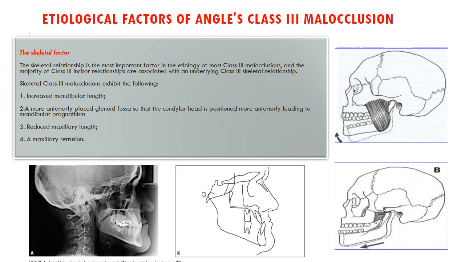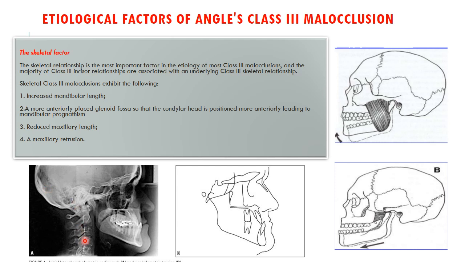So let us start by discussing the skeletal factor. Actually, the skeletal relationship is the most important factor in the etiology of most class 3 malocclusion. And in the majority of the cases, when the patient has a class 3 incisor relationship, it is usually associated with an underlying class 3 skeletal relationship.